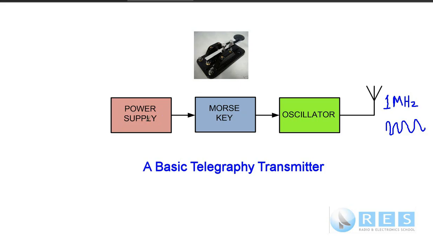A power supply, a Morse key. The Morse key turns the oscillator on and off. The oscillator radiates a signal on whatever frequency we want, and the Morse key turns that signal on and off according to a code, and by that method we can transmit messages to other radio operators.